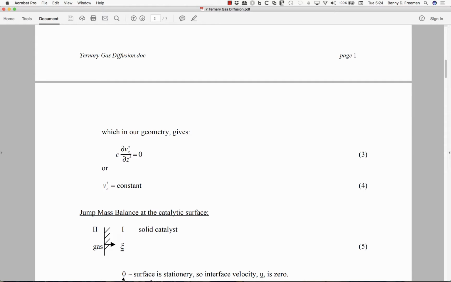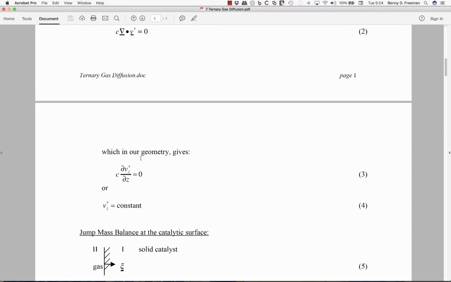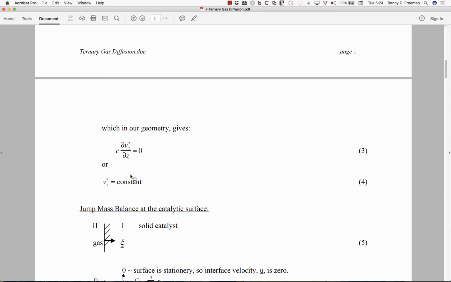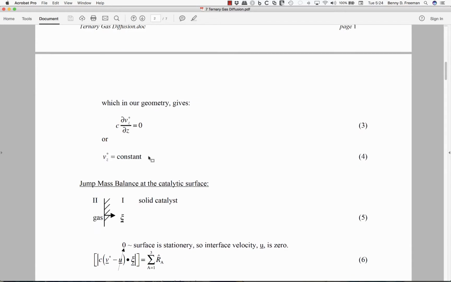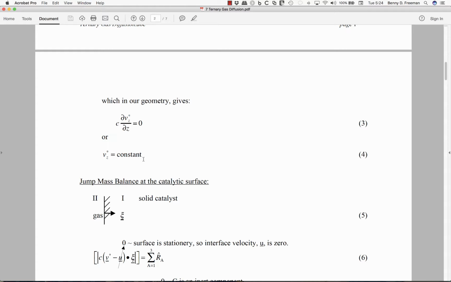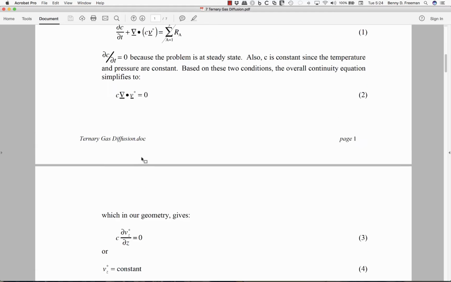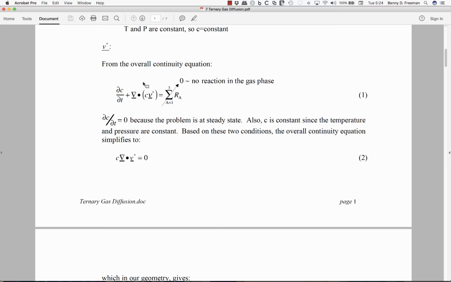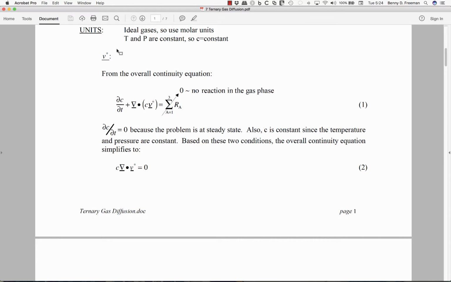And we're considering one-dimensional diffusion, and so the divergence of the velocity can be written as shown in equation 3. What this means is that since the total molar concentration is not 0, the molar average velocity, Vz star, cannot change in the z direction, or equivalently, Vz star is equal to a constant. And that's really all that we get from the overall continuity equation.